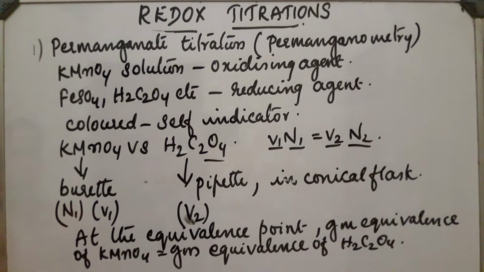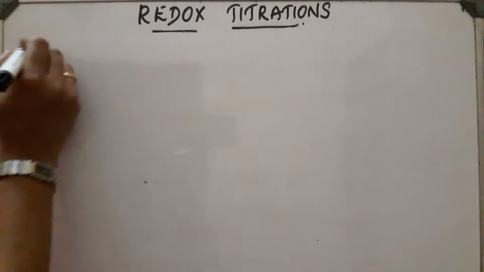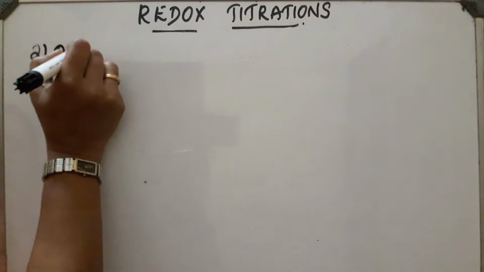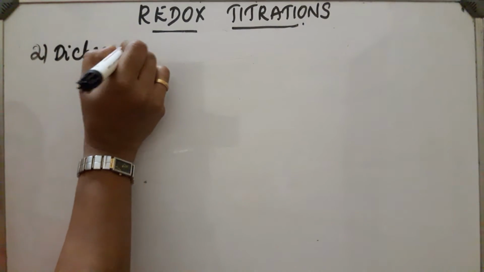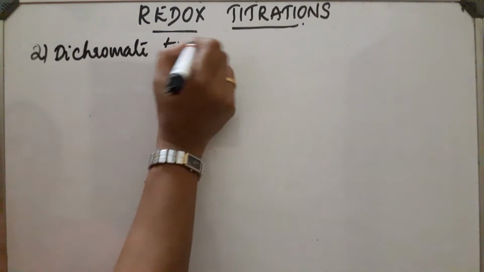Like this, using permanganate titration, we can find the strength or normality of reducing agents like oxalic acid, FeSO4, etc. Second titration is dichromate titration, or dichrometry.